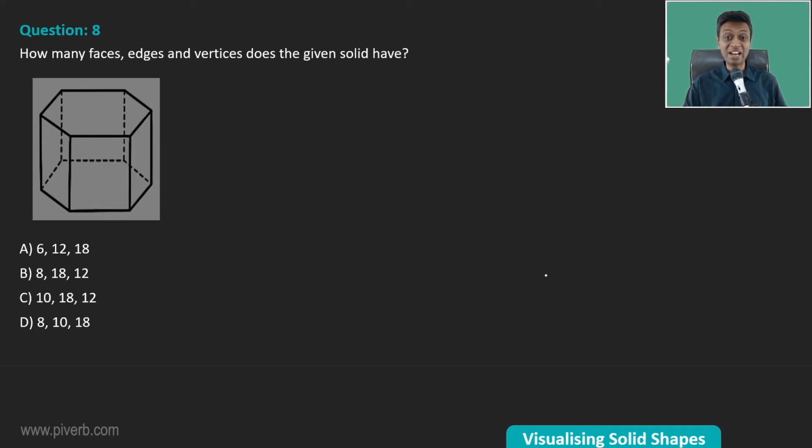How many faces, edges and vertices does the given solid have? Oh, wonderful. So let's think about faces. Easiest. Hexagon on top, hexagon at the bottom.